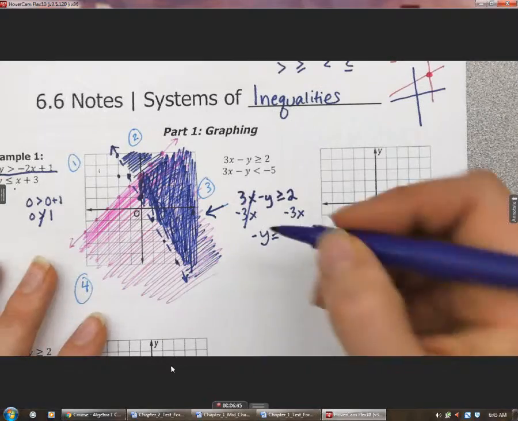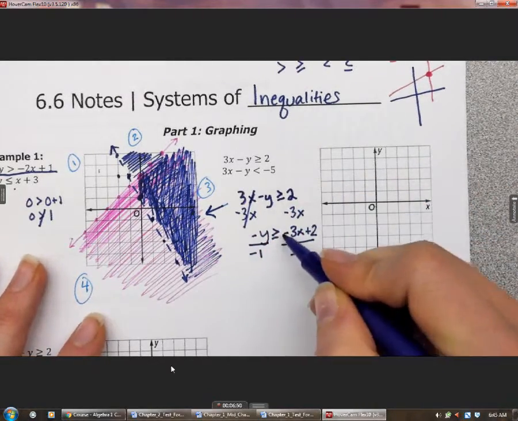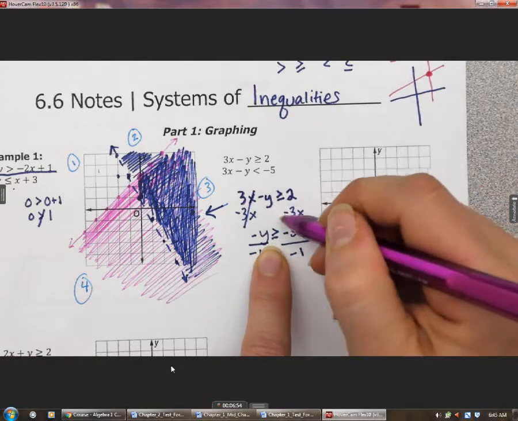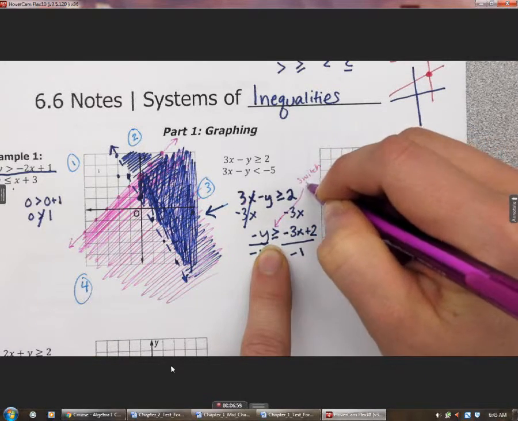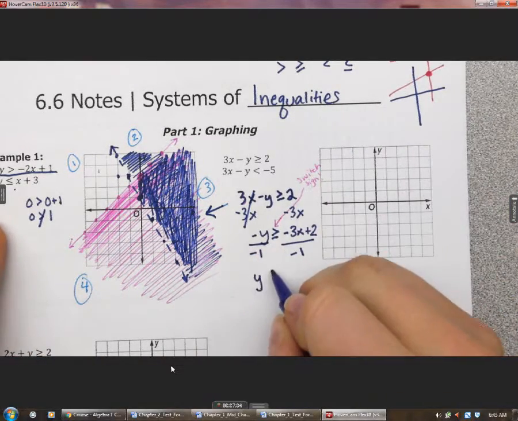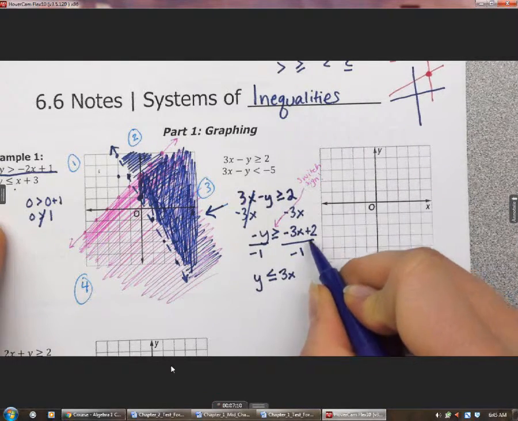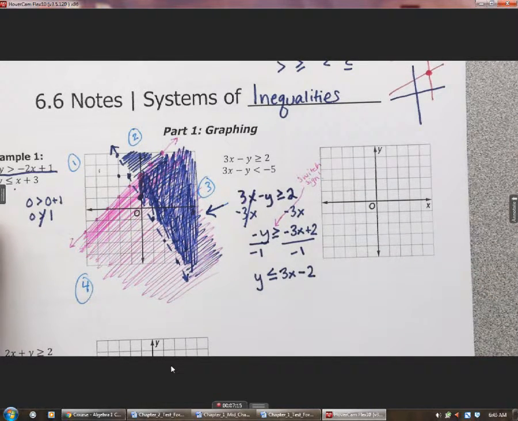To get y by itself, you need to divide by negative 1. When you divide by a negative, I hope you're remembering this, you've got to switch the inequality. So you need to switch the sign. So this would be y is less than or equal to negative 3 over negative 1, which is positive 3x, and 2 over negative 1 is negative 2. So that's my first line.